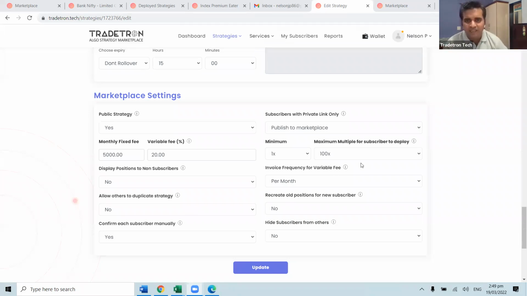So if this part is clear, then great. The next part is display the positions to non-subscribers. So this is what we were... Yeah, you had some query, Pradeep sir?